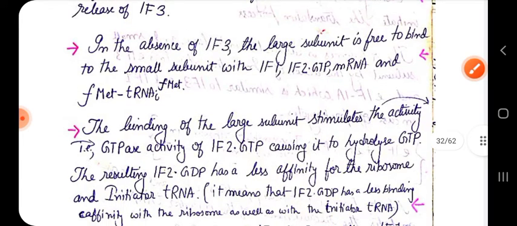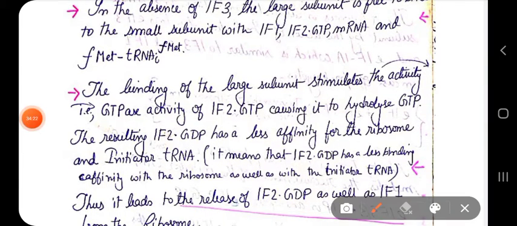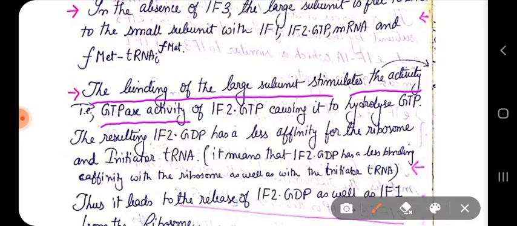Now, when your large ribosomal subunit binds, it will stimulate the GTPase activity of IF2 GTP, causing it to hydrolyze GTP. That means, as I said first, when the initiator tRNA binds properly to the P site, some conformational change occurs in the structure of the small ribosomal subunit, which causes the release of IF3. When IF3 gets released, the large ribosomal subunit binds.